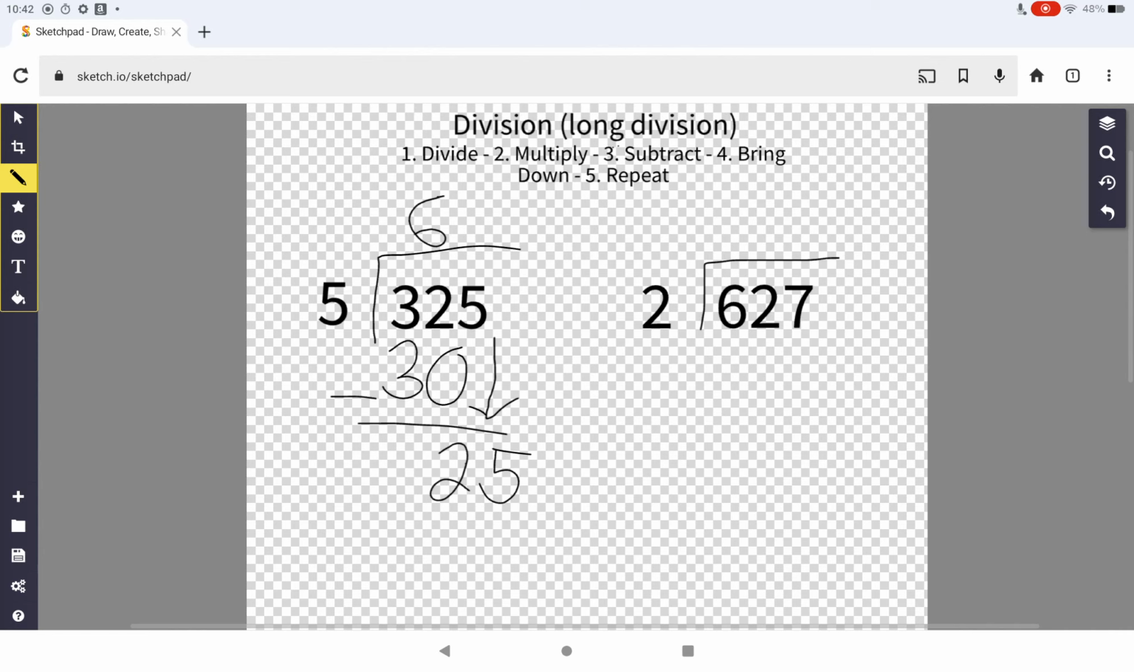So now we repeat. 25 divided by 5: skip count, 5, 10, 15, 20, 25, which is 5. Now we multiply: 5 times 5 is 25. Then we subtract and we get 0. So we have no remainder. You could write remainder 0, but you don't really need to. So our answer is 65.